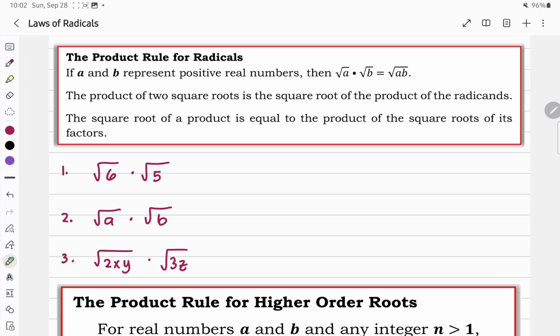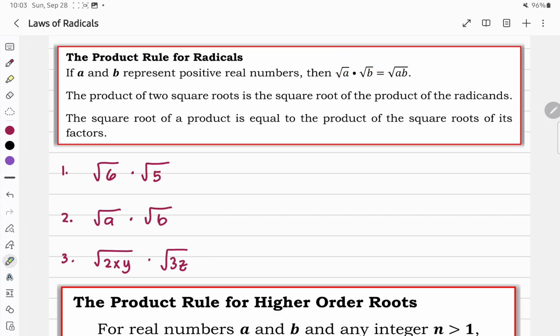So, for example, this one, if A and B represent positive real numbers, then the square root of A times the square root of B is equal to square root of A times B. Or, kung mapapansin niyo po, ang index ito ay invisible 2, ito rin ay 2, so you'll just copy the index, then multiply lang yung radicand. So, in short, the square root of a product is equal to the product of the square roots of its factors. Or, simply speaking, multiply mo lang yung radicand nung merong mga same index.